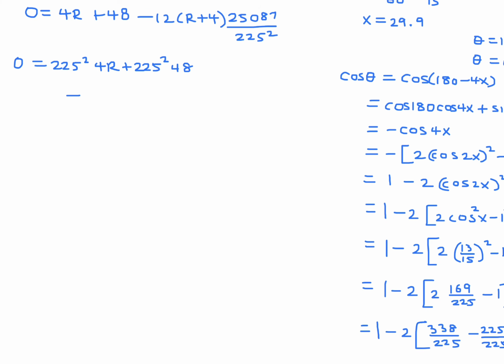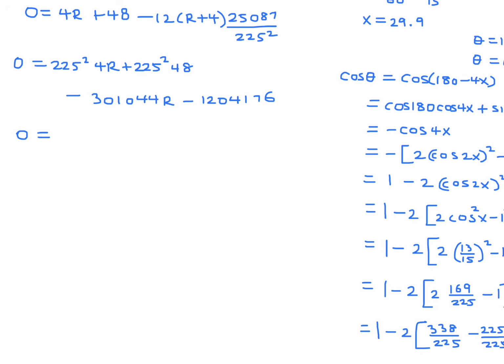It will be minus 12 times 25087. And that is 301044. And then there's an r. And then the next one is 12 times 4 times 25087. And that is minus 1204,176. Okay. Still got some big numbers here.